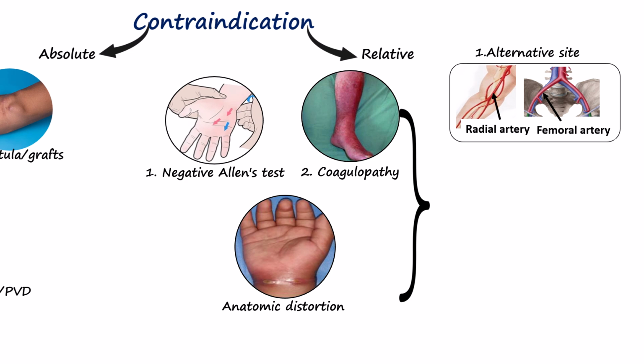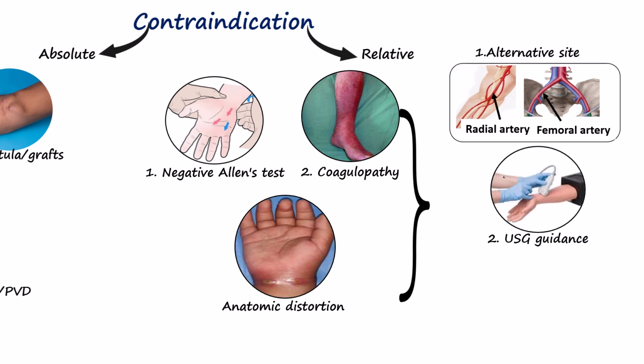Ultrasound guidance can mitigate many relative contraindications by enabling precise vessel localization, particularly in those with challenging anatomy. When no safe arterial access exists, a venous blood gas may serve as an acceptable alternative for most clinical purposes.